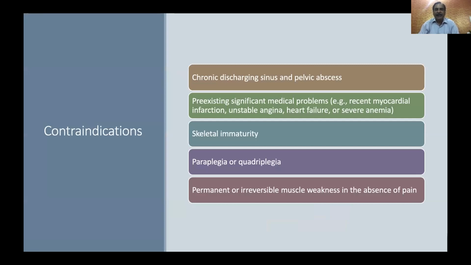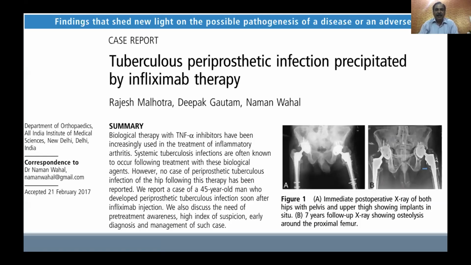So contraindications are chronic discharging sinus, significant medical conditions, skeletal immaturity, and other contraindications. This is just a message for you that these days, because some of the patients are on disease modifying agents or biologicals for inflammatory arthritis, they can have tuberculosis periprosthetic joint infection. In the same way, joint replacement done for tuberculosis can have a recrudescence anytime.